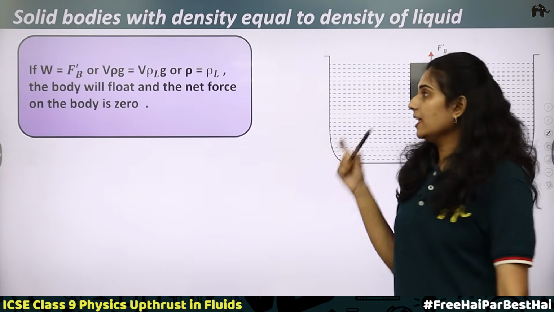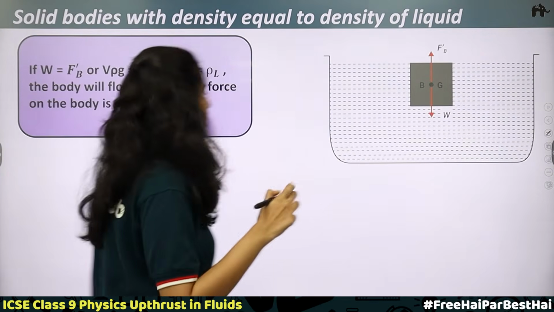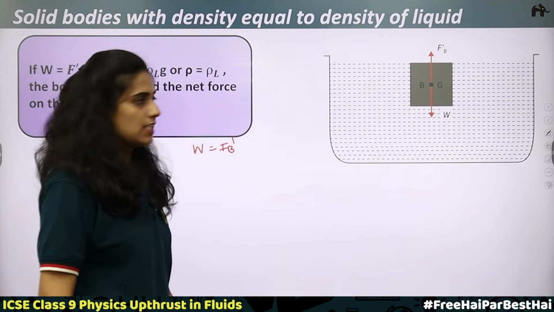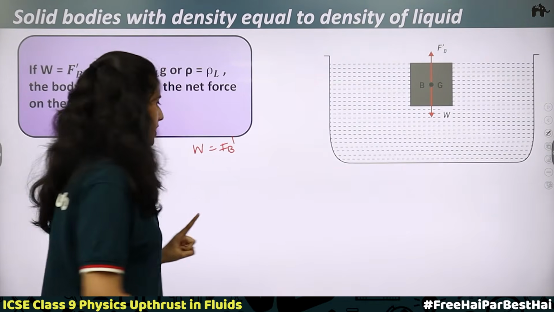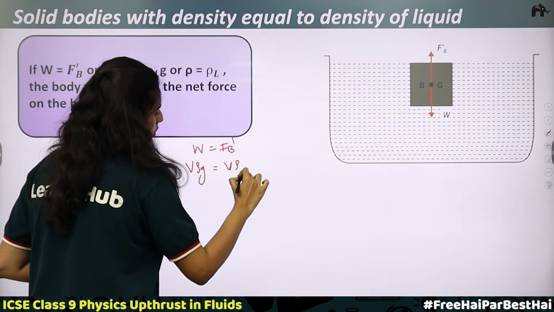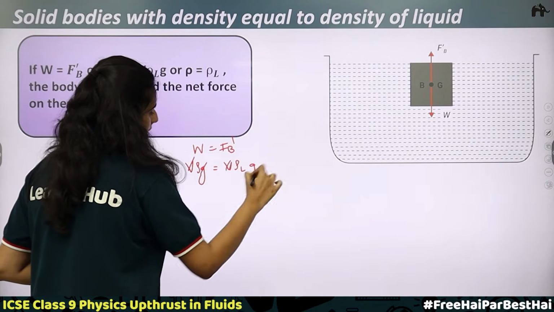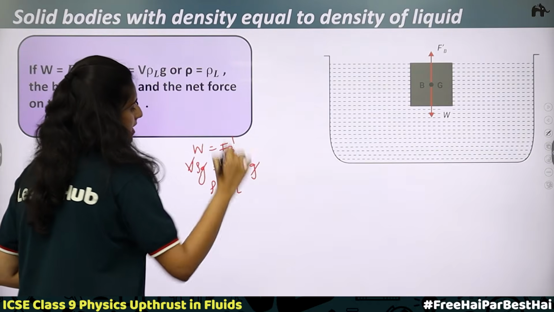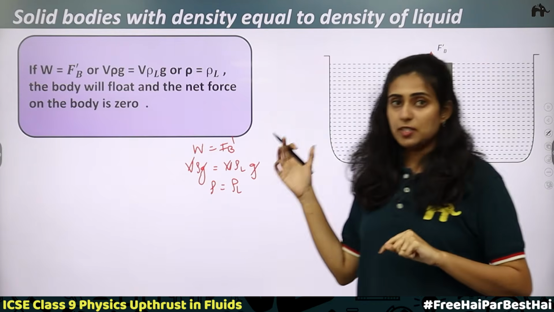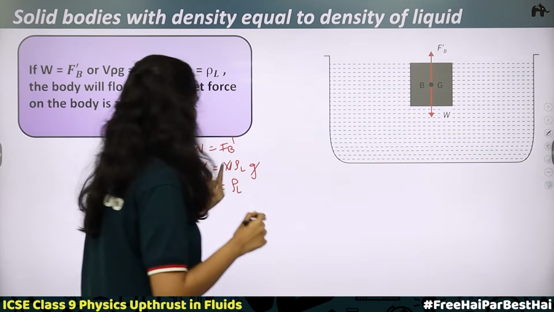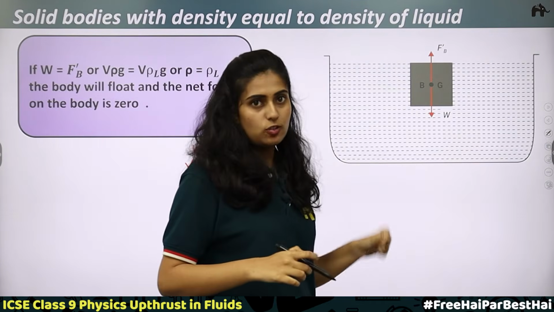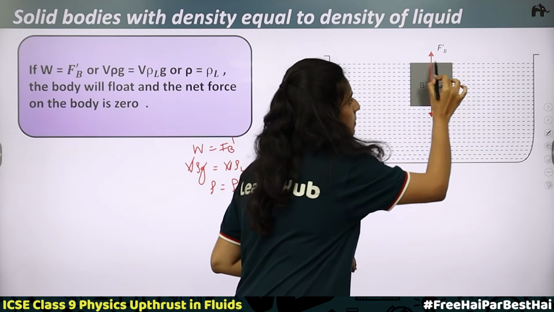Now the second case is when the weight of the object is equal to the buoyant force or upthrust. If weight is equal to buoyant force, we have V rho g equal to V rho L g. Cancelling, we get rho equal to rho L. The density of the object is equal to the density of the liquid. In that case, the body will float in such a way that it is completely immersed in the water.